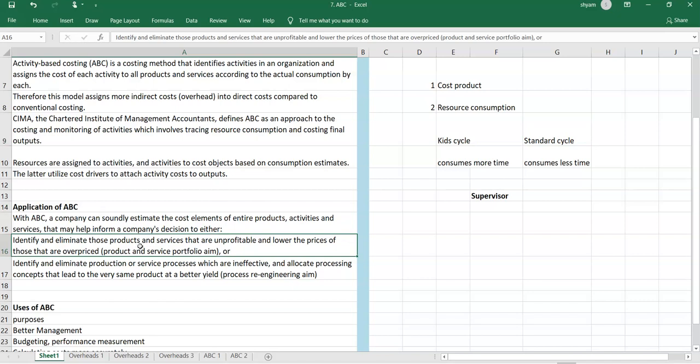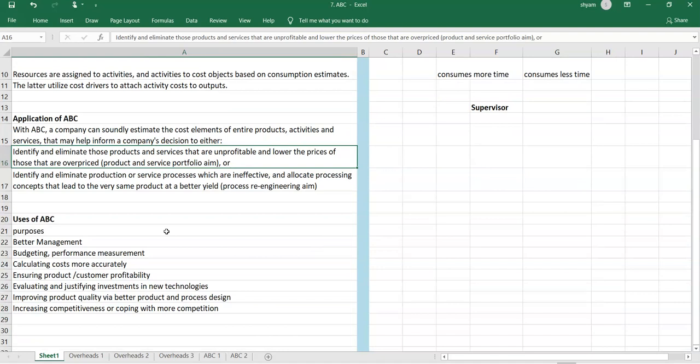Identify and eliminate products and services that are unprofitable and lower the prices of those that are overpriced. That is the product and service portfolio aim. After doing ABC we get a cost, and if that cost plus a profit gives a selling price that is viable, we sell it, or else we should not produce that product at all. That is where we can apply ABC.